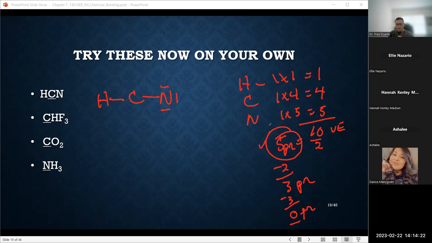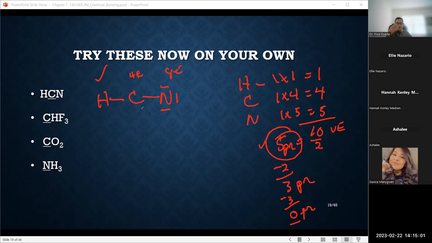Now, next step, check for the duet and octet. Well, hydrogen's taken care of. No problem there. Now let's look at nitrogen. Nitrogen has 8 electrons around it, okay? 3 of them are lone pair, and 1 of them is shared with the carbon, but there are 8 electrons around it. Let's look at carbon. Carbon has 4 electrons around it, okay? 1 pair is shared with nitrogen and 1 pair is shared with the hydrogen.